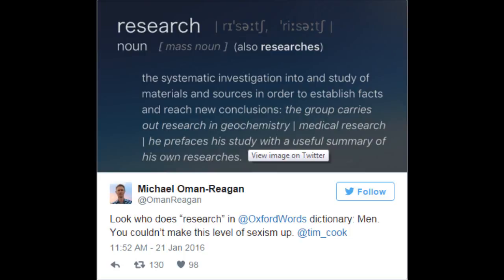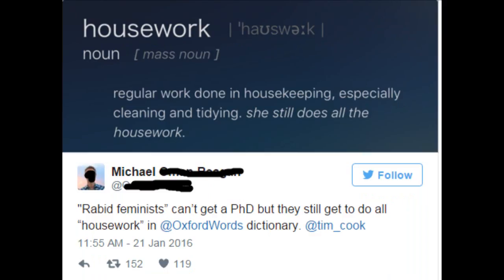All right, last one. Housework, noun. Regular work done in housekeeping, especially cleaning and tidying. She still does all the housework. This one, I kind of see where he's coming from. Women are better at it. They are. They're much more detail-oriented when it comes to cleaning.